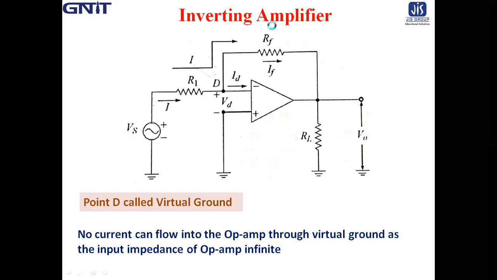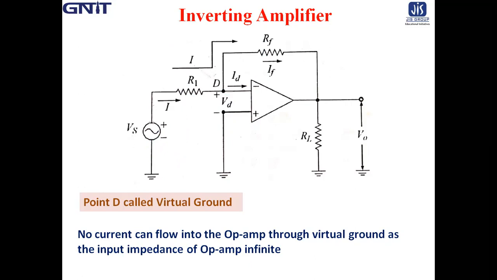What is an inverting amplifier? Remember that for the inverting amplifier, we apply the voltage at the inverting input terminal, and the non-inverting input terminal is grounded. But for the non-inverting amplifier, we apply the voltage at the non-inverting input terminal, and the inverting terminal is grounded. Now, let us first concentrate on the inverting amplifier.